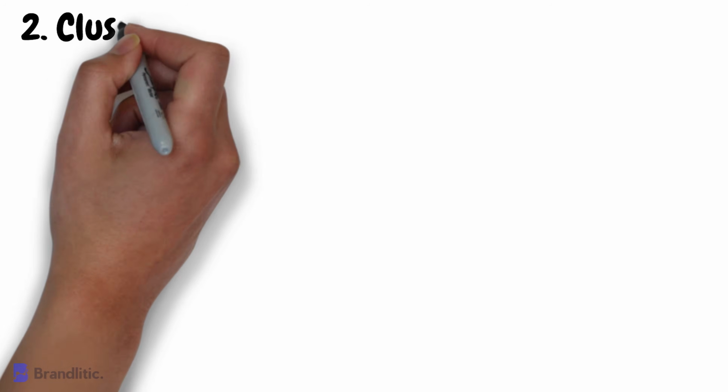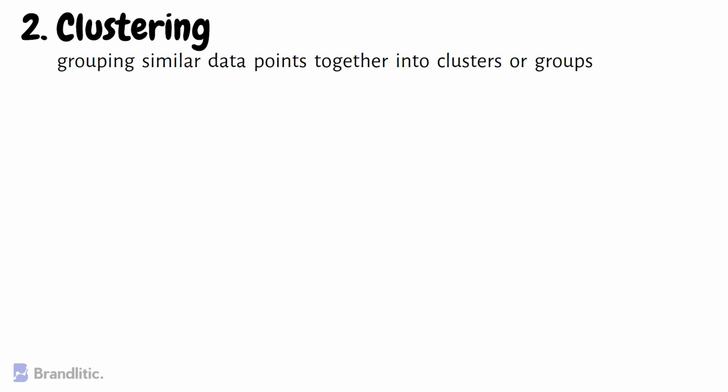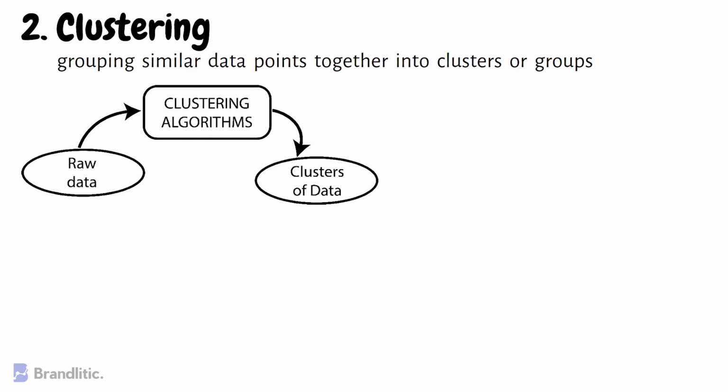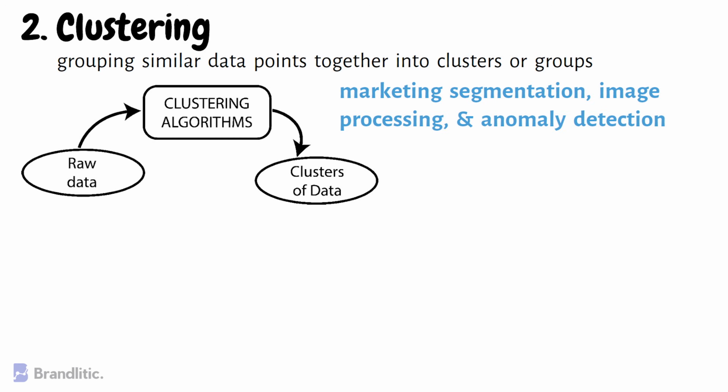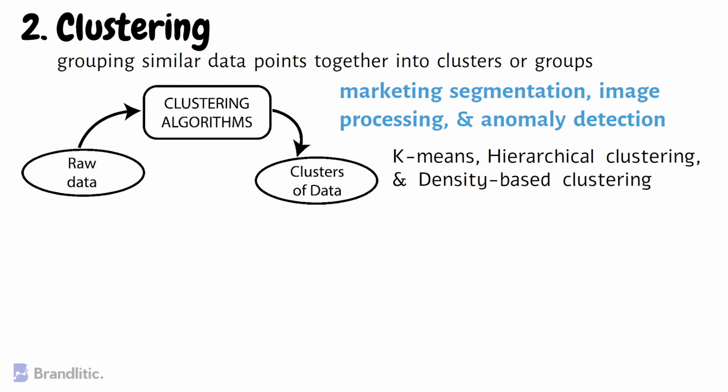Next, number 2, clustering. Now, this is a technique in data mining that involves grouping similar data points together into clusters or groups. The aim is to identify patterns and similarities in the data without prior knowledge of the structure of the data or classification of data points. Clustering can be used in a wide range of applications, including market segmentation, image processing, and anomaly detection. There are various clustering algorithms available, but the most common ones include k-means, hierarchical clustering, and density-based clustering.